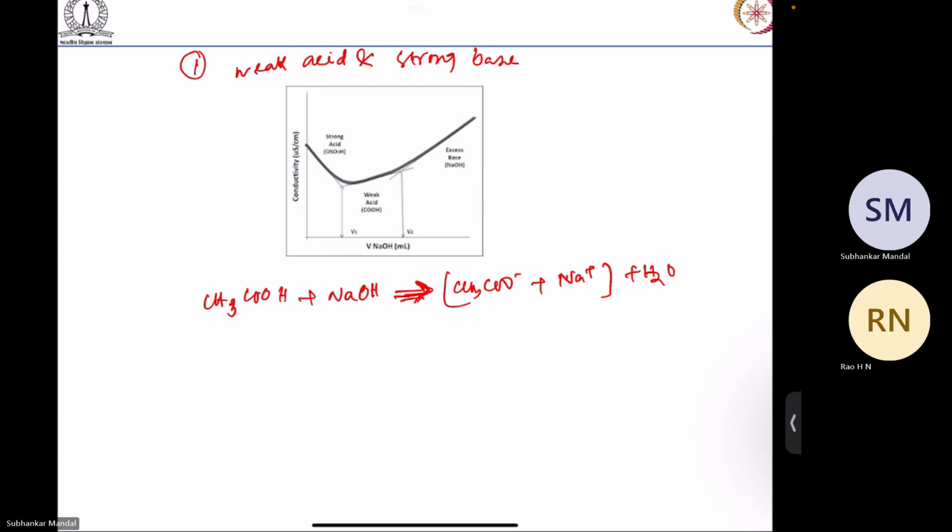Yeah, strong acid and weak acid mixture. Yeah, you are right. So what is happening here? Can anyone tell? Let's say it's HCl. It will be Cl minus here.